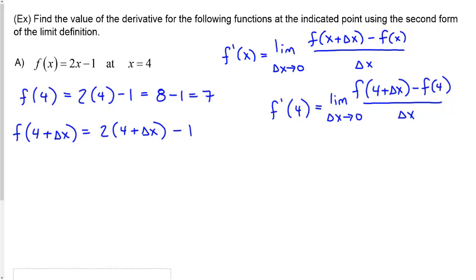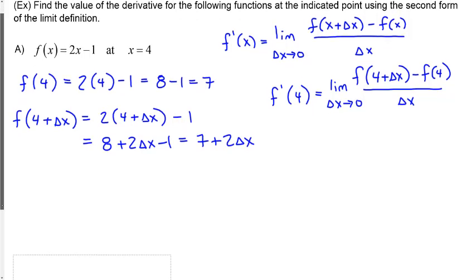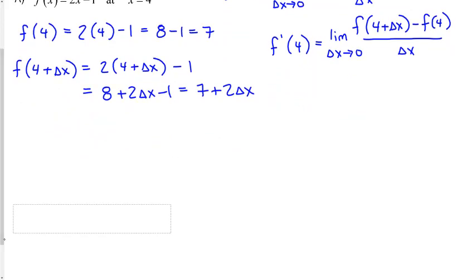This would simplify into 8 plus 2 delta x minus 1, which would be 7 plus 2 delta x. Okay? So now, supposing I have enough space to do this in, the derivative evaluated at 4 is going to be the limit as delta x goes to 0 of f of 4 plus delta x, which I just found to be 7 plus 2 delta x, and minus f of 4, which I found to be 7.